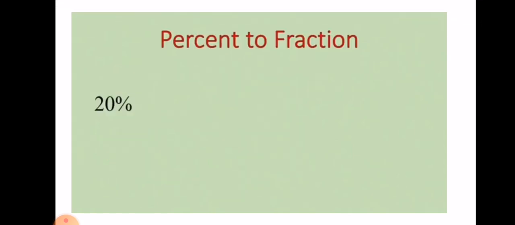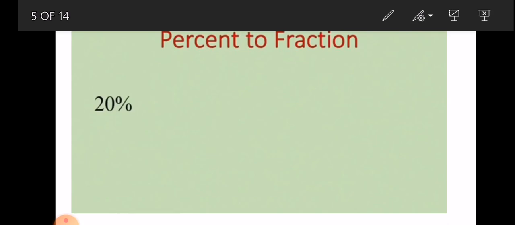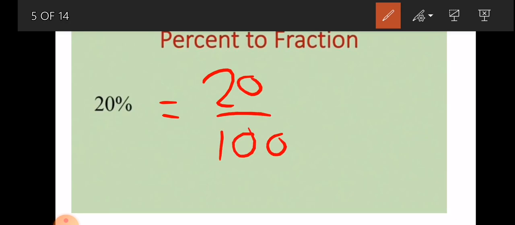Now the second part of our lesson. We took, if I have a fraction, how can I make it a percent? Now, if I have the percent, how can I convert it to the fraction? So 20%. To convert to the fraction, it's easier than the opposite. Why? 20% as a fraction is 20 over 100.